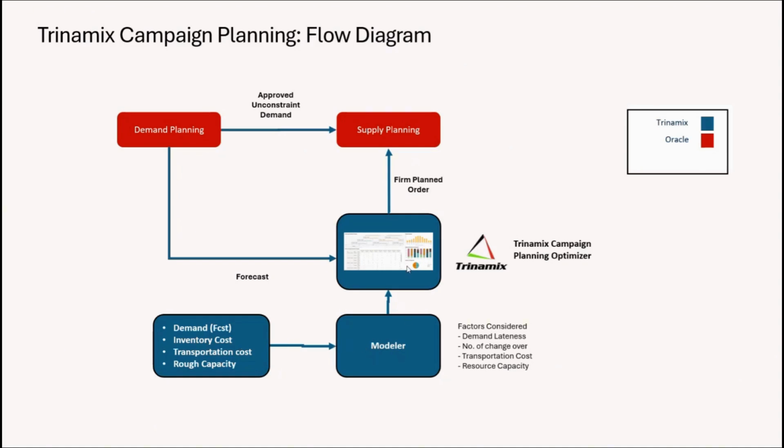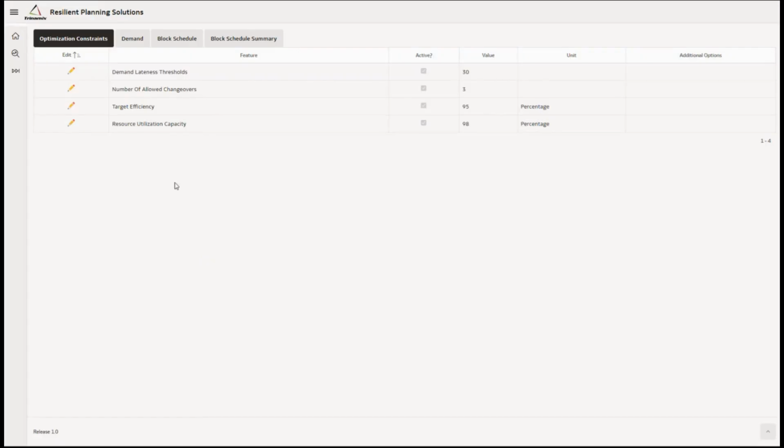This information then is fed to the Trinamix Campaign Planning Optimizer, which works to maximize equipment utilization, reduce changeovers, and minimize demand lateness. The optimizer's output generates firm planned orders that feed directly into supply planning systems for execution. Now let's dive into the demo to see how it all comes together.